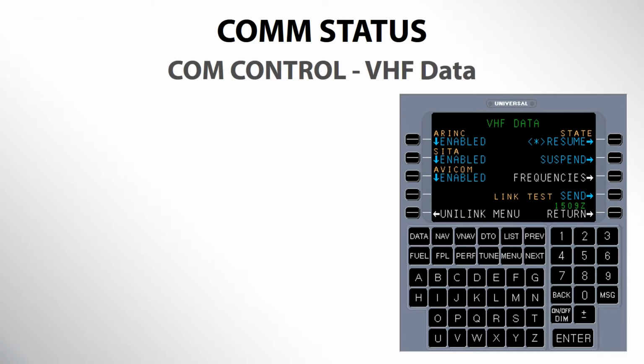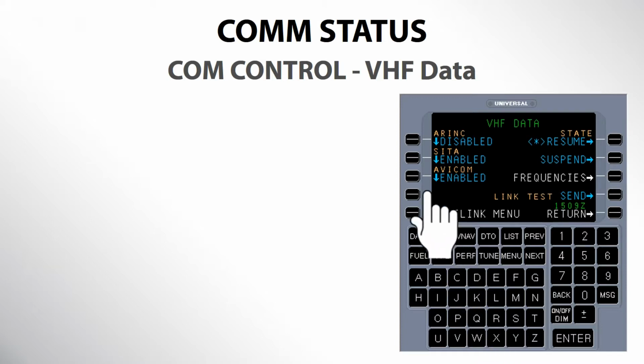In addition to changing the state to VHF data, this page also allows the user to enable or disable the individual DSPs and provide access to the VHF frequency page. Pressing the line select key adjacent to each DSP toggles the network status between disabled and enabled. In the enabled status, Unilink will communicate with the service provider as appropriate. The disabled status prohibits Unilink from automatically tuning to frequencies assigned to that DSP at the current aircraft location.